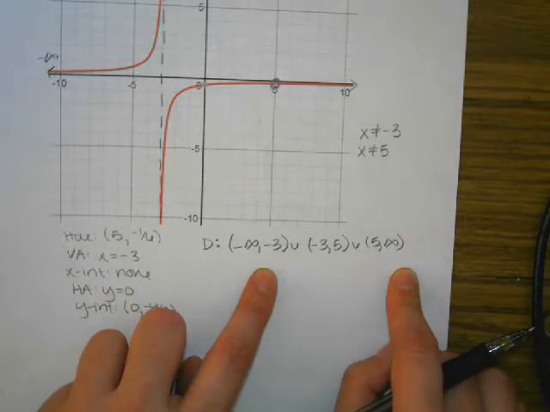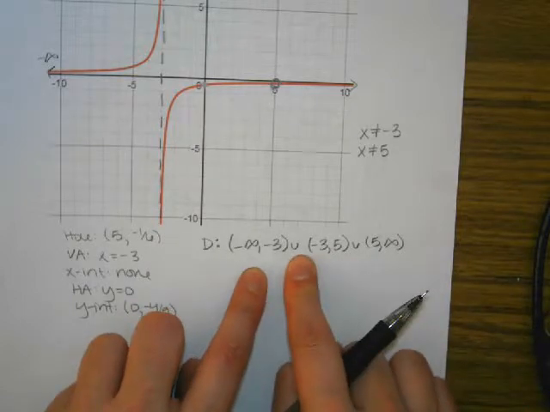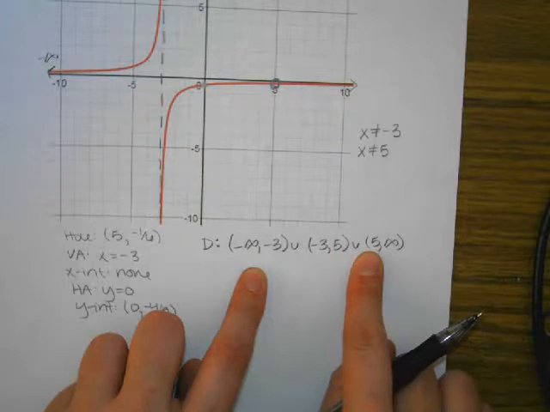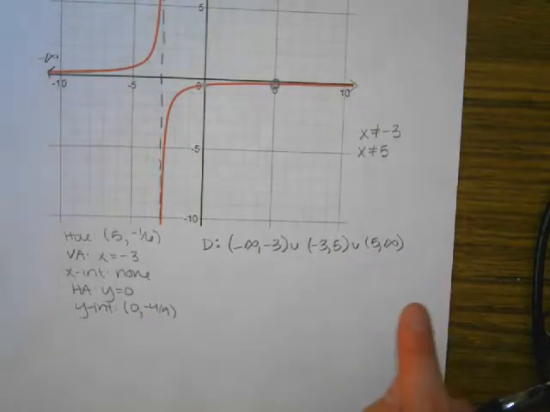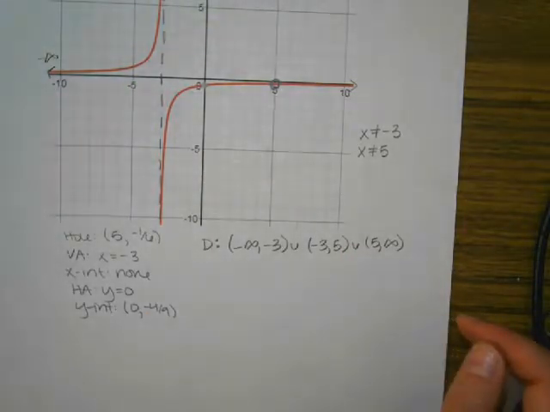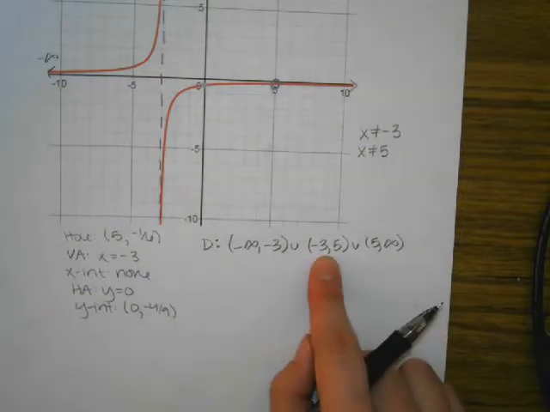Yeah, so what numbers do we have to skip? Skip -3? And skip 5. Okay. So, yeah. How come this one is negative 3?